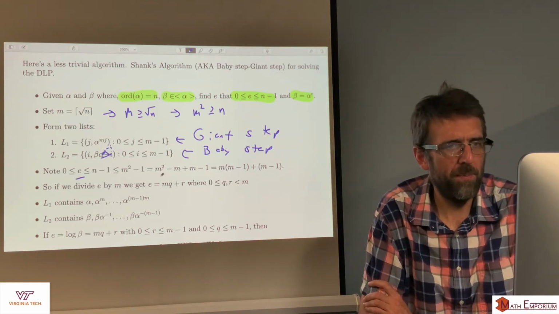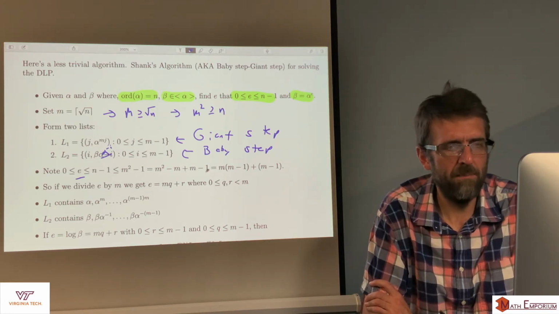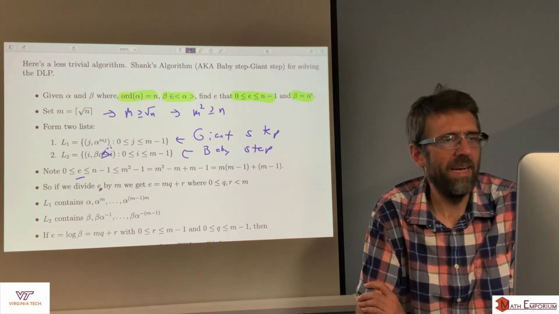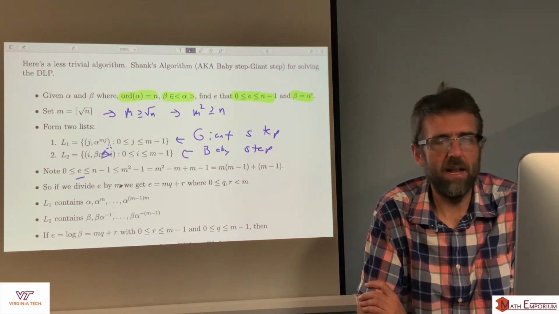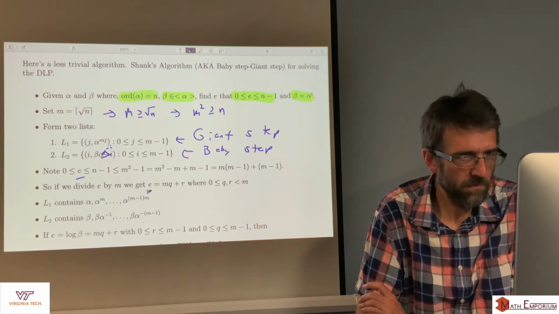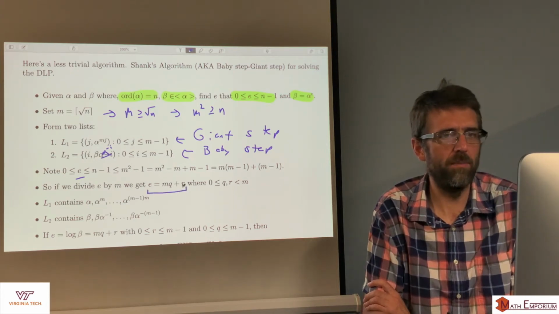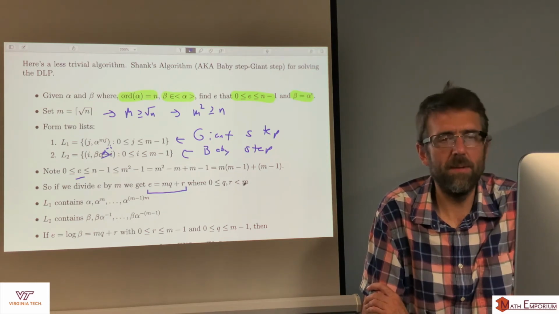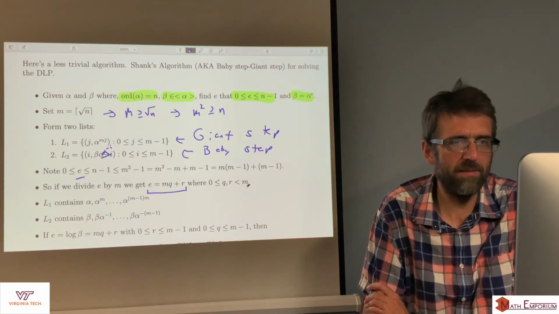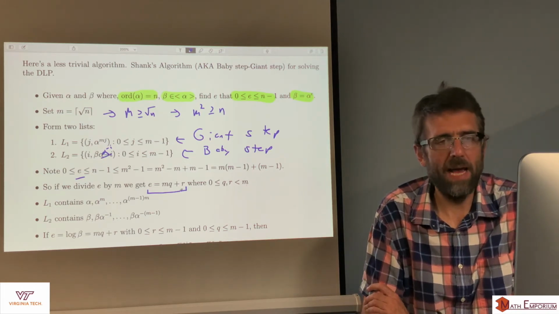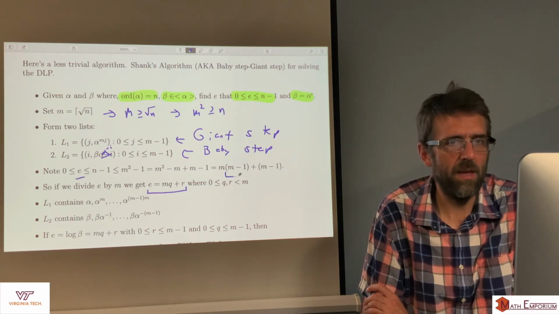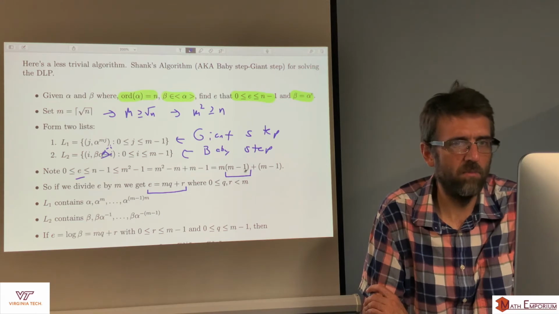But then this I can split up as m squared minus m plus m minus 1, and I can factor this as m times m minus 1 plus m minus 1. So if I divide e by m, using the division principle to get a quotient and remainder, then the quotient and remainder are each going to be strictly less than m. The remainder is less than m because when I divide, the remainder will always be less than the divisor. But then the quotient I get will be strictly less than m.